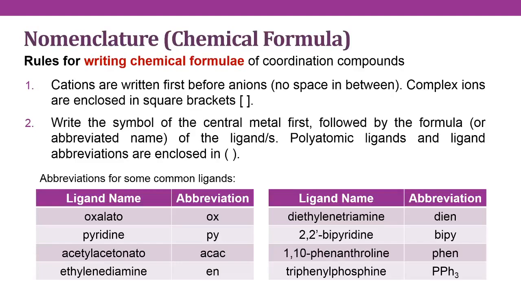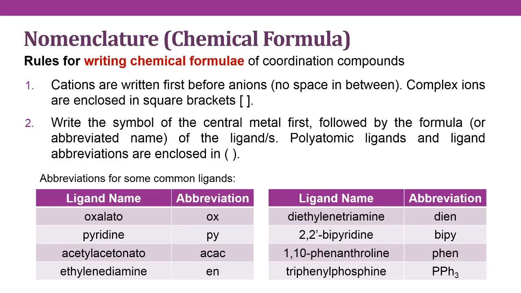Now we move on to writing the chemical formulas of coordination compounds. We write these formulas in the same way that we write ionic compounds, where we write the symbols of the cations and the anions with no spaces in between. If the ions are complexes, we enclose the complexes inside square brackets. Inside the brackets, you write the symbol of the metal first, followed by the abbreviated names or the chemical formulas of the ligands. Some ligands have complicated chemical formulas, so for simplicity, we use abbreviated symbols to represent them in the formulas of the complexes.